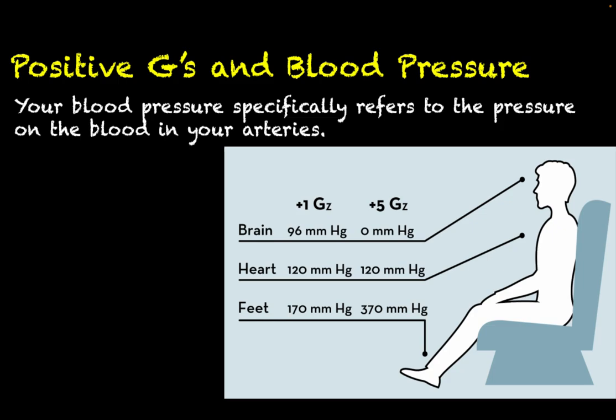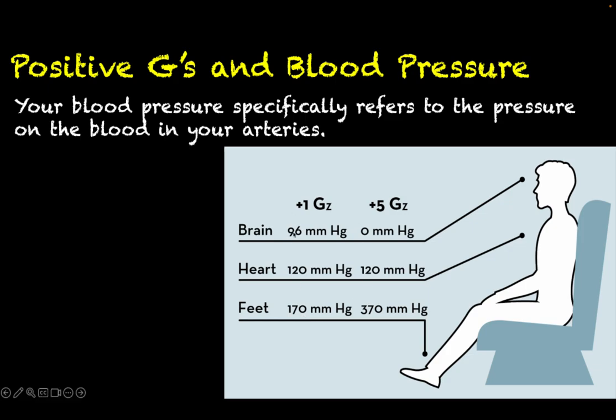So, what you're seeing here is that there is a relationship between the blood pressure and location within the body. The higher up in the body you are, the lower the blood pressure. The lower you are in the body, the higher the blood pressure. So, when you're pulling 1G like you are right now, just sitting on the surface of the earth, your brain has an average blood pressure of about 96 millimeters mercury. The heart is about 120, and then your feet is about 170.